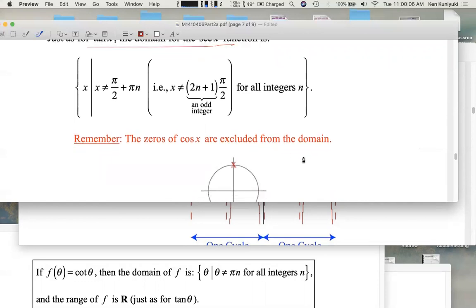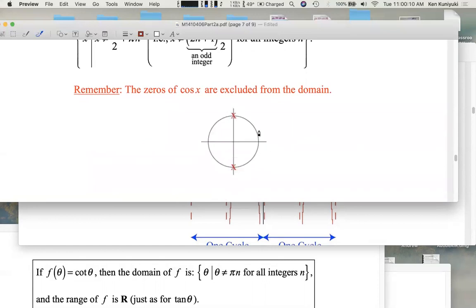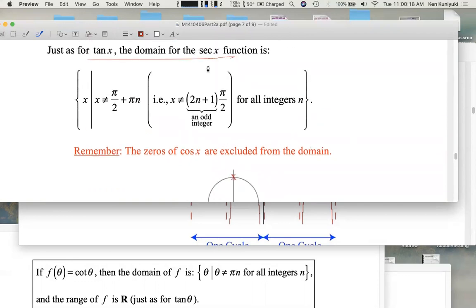We have a problem when cosine of x is 0. Cosine is the x coordinate. Where is x coordinate 0? At the north pole and the south pole. So both secant and tangent have a problem when x is of the form pi over 2 plus pi n, where n is an integer. It can be written like this.